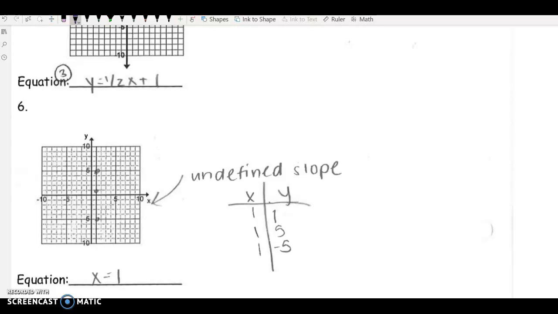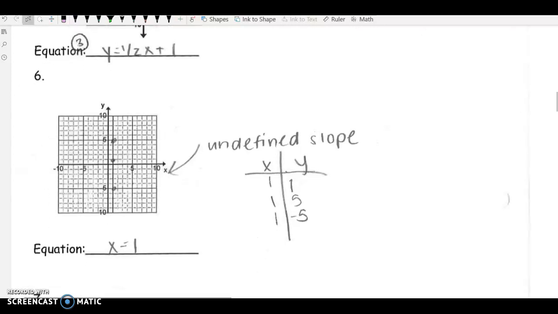So I went in, found random points on my line, and identified those points. So I saw this was (1, 1). I saw 1 point at (1, 5). I saw 1 point at (1, negative 5). So I see what's being consistent here is my x values, which means all day, every day, x equals 1.